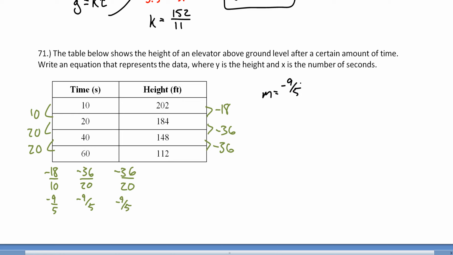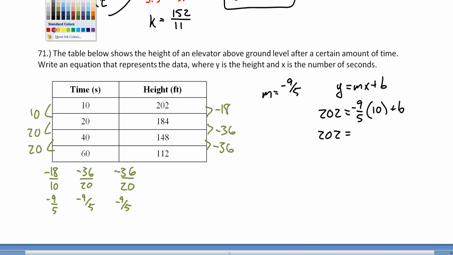And then the question is, looking at this in terms of time, we have to work our way back to a time of 0. There's a couple ways to do that. I'm just going to write y equals mx plus b and say the slope is a negative 9 over 5. One of the ordered pairs I'm given was 10, 202. Now I can solve this for b. So I've got 202 equals, and here I can cross-reduce a little bit. When I multiply these fractions, that's a 1 and a 2, and so I get a negative 18. And I'm going to add that 18 to each side.